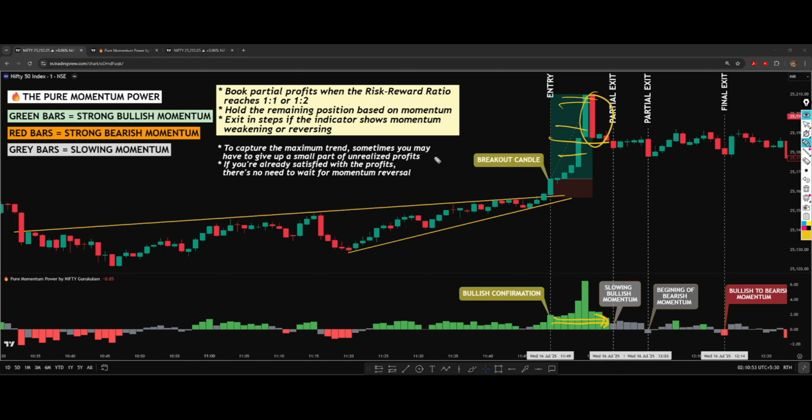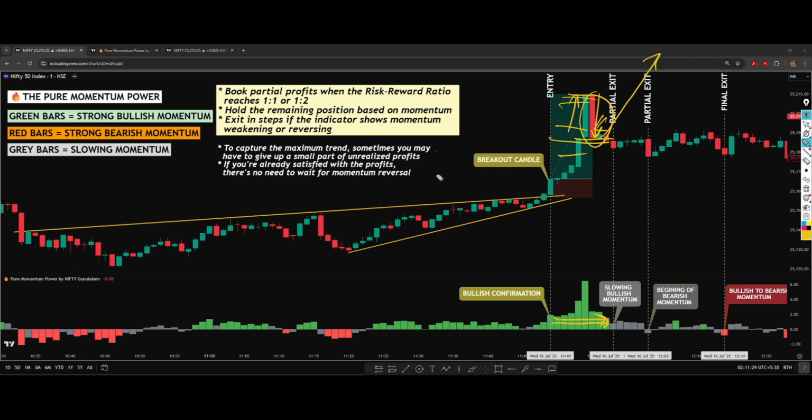To capture the maximum trend, sometimes we may have to give up a small part of the unrealized profits. Here you might have seen 1 lakh profit. After this green candle, it might have fallen to 60,000 or 50,000. In such a case, you are definitely losing on the unrealized profits. But what if the trend continues to go in the same direction? If you want to capture the maximum trend, you should stay in that particular trade. You don't have to exit immediately as soon as you look at this red candle.